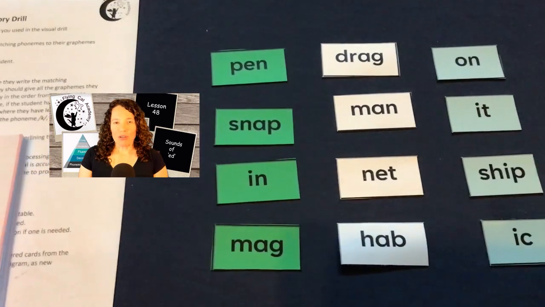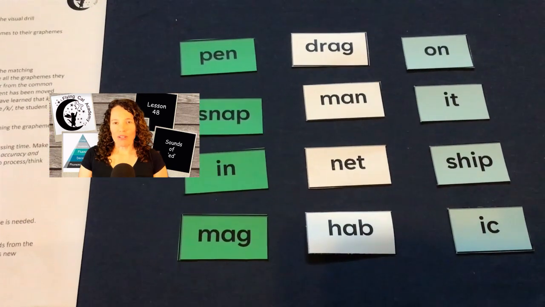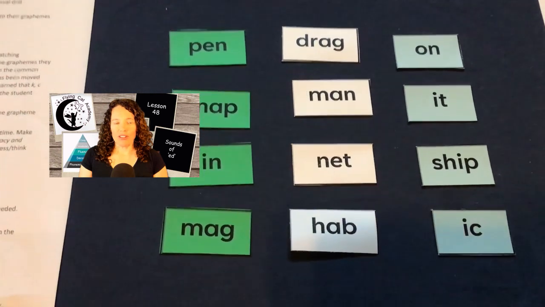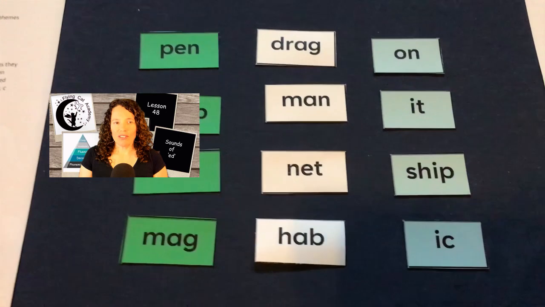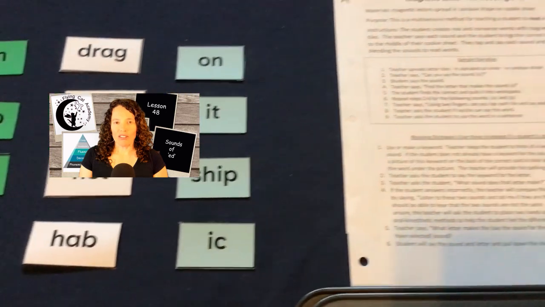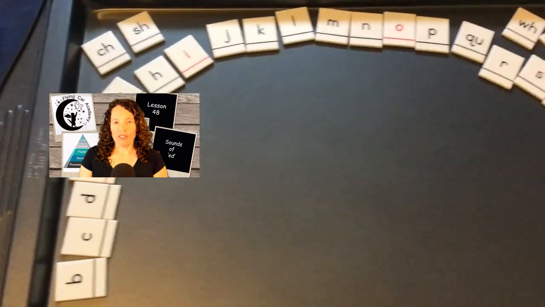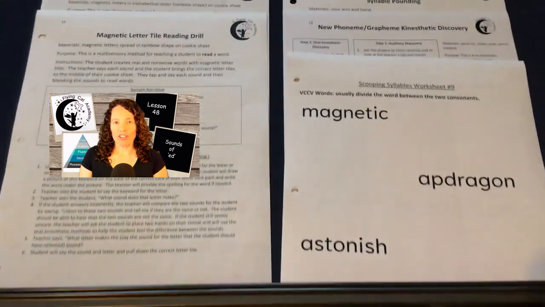Then we'll have the syllable card drill with all of the syllable cards cut out and arranged on the table ready to go, with syllable 1 on the left, the middle syllable in the middle, and syllable 3 on the right. Then we'll have the magnetic letter tile drills for reading and spelling, with the cookie sheet with magnetic letter tiles spread in a rainbow shape.